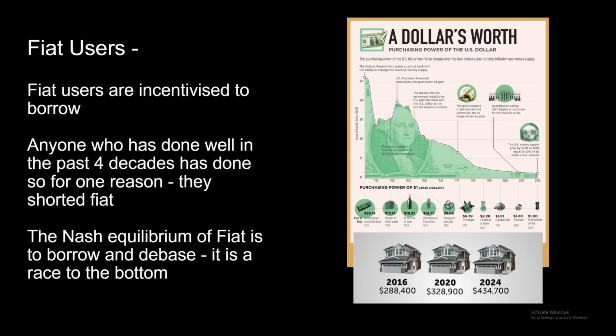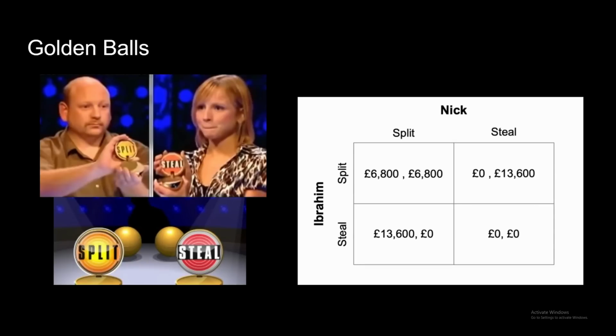So there was a TV program called Golden Balls which ran in the late 90s and 2000s in the UK and is one of the best examples of game theory in real life. So there were 2 contestants who would be competing towards a pool of money, and the contestants had 2 balls in front of them, split and steal.